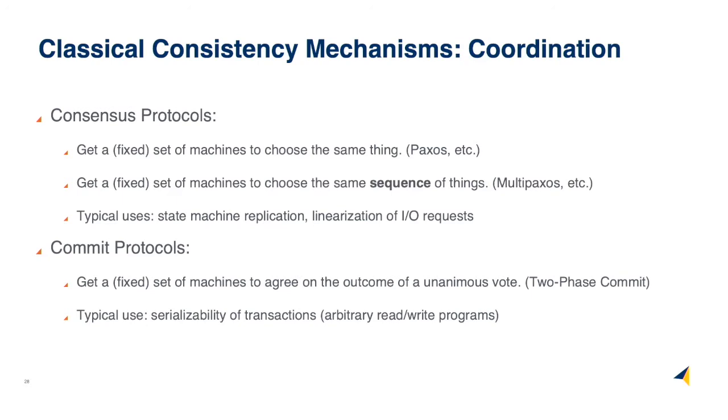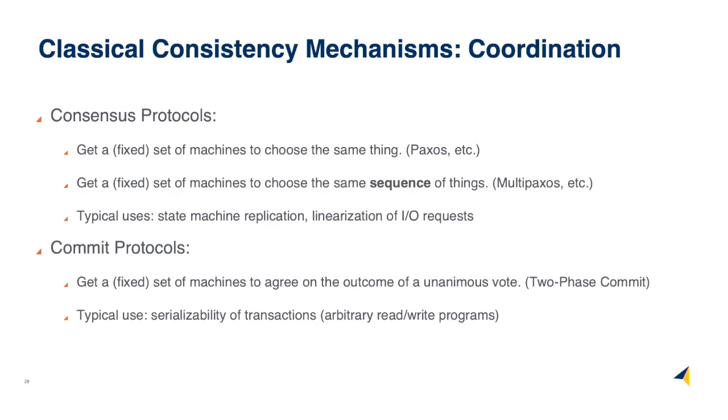What they did worry about back then was failure. So you'd start with a fixed set of machines, and some of them might go away, right? So they actually, in some sense, did worry about the set of machines changing. The next step after Paxos is to get a fixed set of machines to choose the same sequence of decisions.